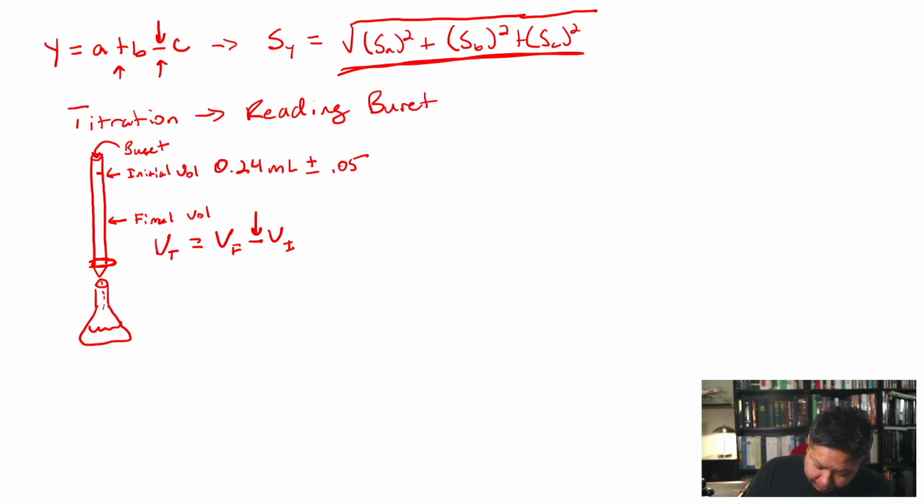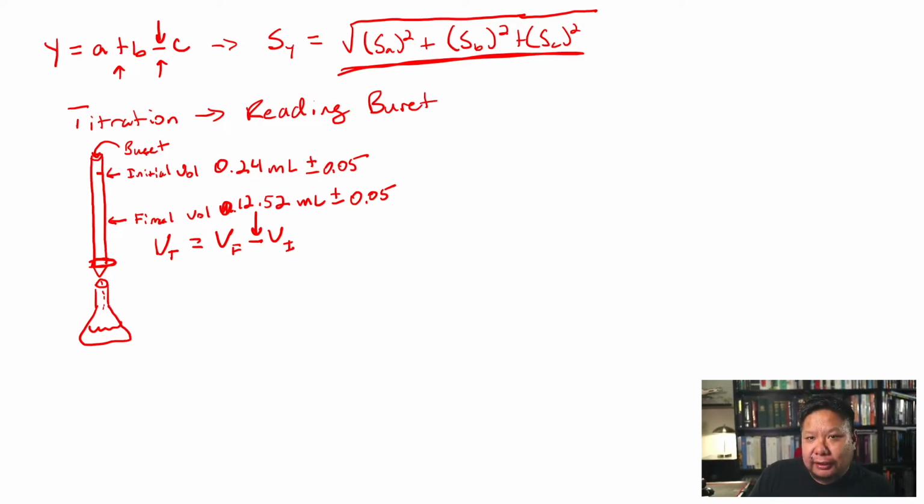Okay? And so let's say the final volume then is 12.52 mils plus or minus 0.05. Okay? And it's the same uncertainty because you're still using the same burette for both volumes, so it's the same uncertainty for both.